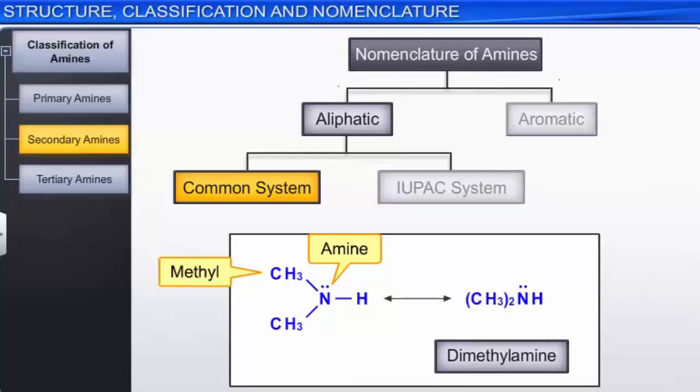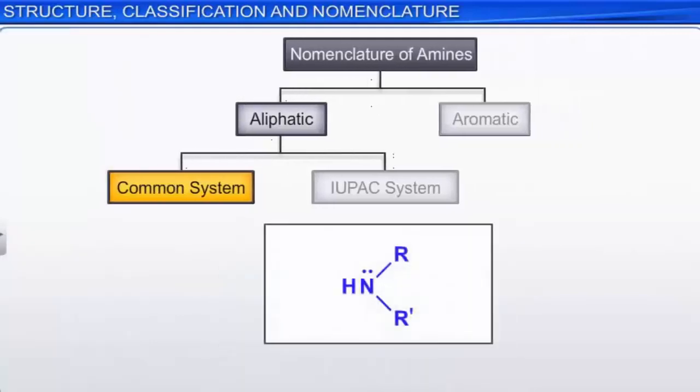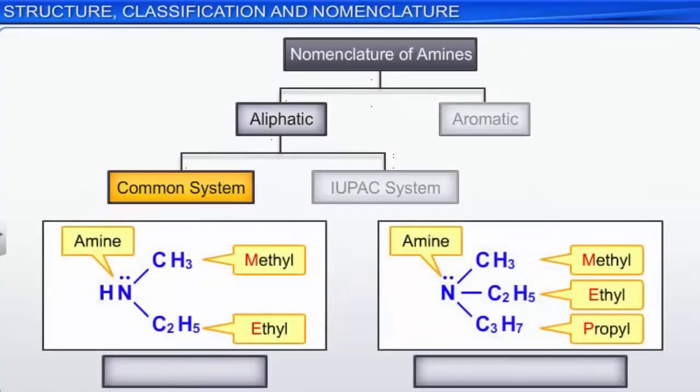In tertiary amines, if the 3 alkyl groups are the same, then the prefix tri is added before the name of the alkyl group. Hence, the given compound is named trimethylamine. In case of mixed amines, the names of the alkyl groups are written in alphabetical order. For example, the given compounds are named as ethyl-methylamine and ethyl-methyl-propylamine respectively.